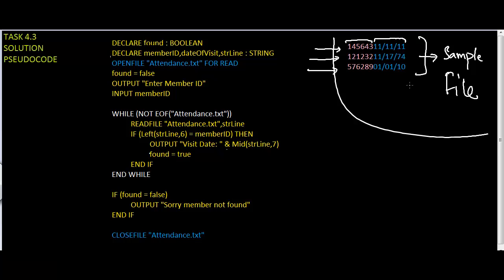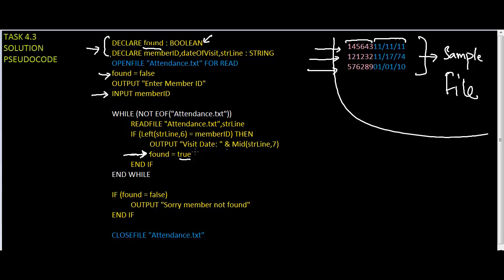Okay, let's take a look at the code. In the code, the first 2 lines are declarations of different variables that I'm going to be using. One of them is the found variable. The data type of found is Boolean, and I've initially set found to false. So found is only going to be set to true if I have found the member ID within the file. Remember, the user was going to input a member ID, and I was going to search for that member ID within my file. If I am able to find it, then I'm going to set found equals true.